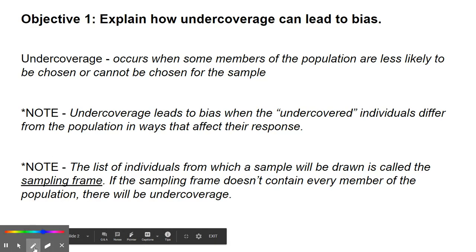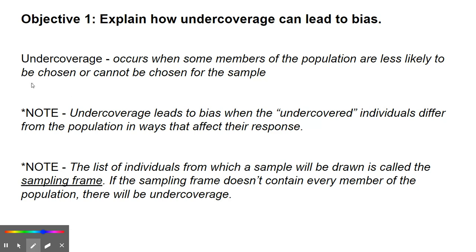So the first issue we're going to talk about is called undercoverage. Undercoverage is just what it sounds like. It's when some members of a population are less likely to be chosen or cannot be chosen for the sample. And what happens is you run into some issues if these undercovered individuals differ from the population.